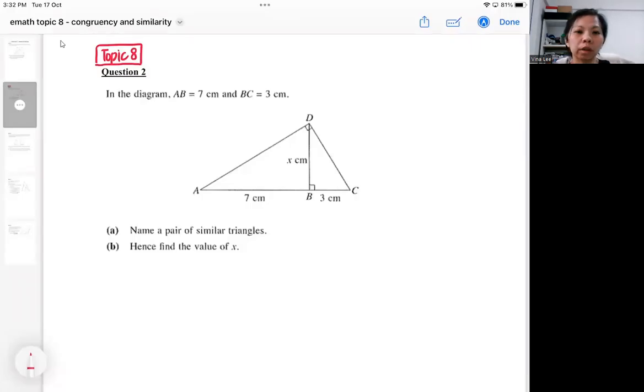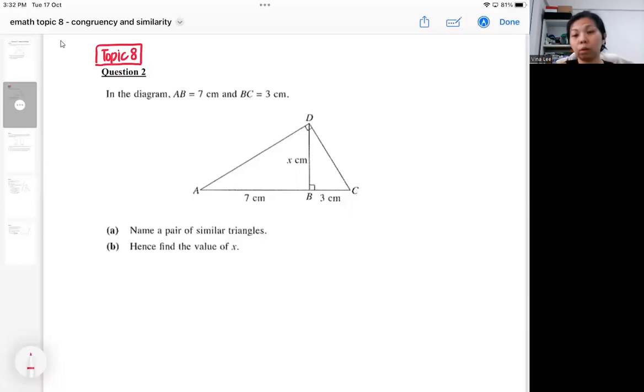So for this question, it's a pure question on similar triangles. And then after that, you're asked to find the values of x. So it's a very direct question where you should just use the ratio that you can get from part A. However, sometimes the naming of the similar triangle can be an issue. Okay, so I'm going to go through the thinking process.